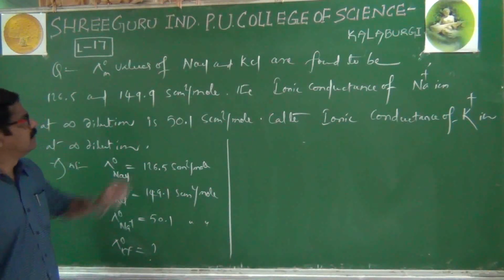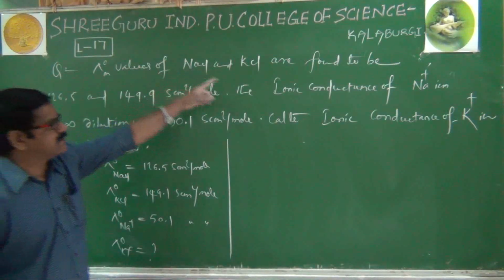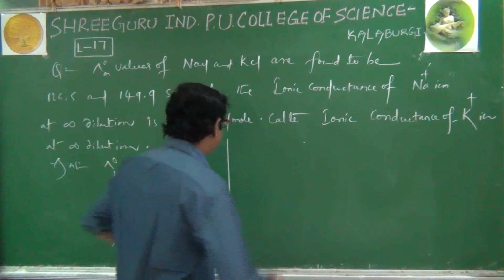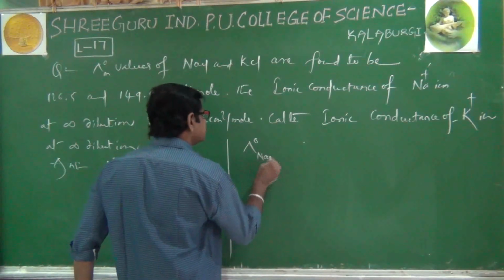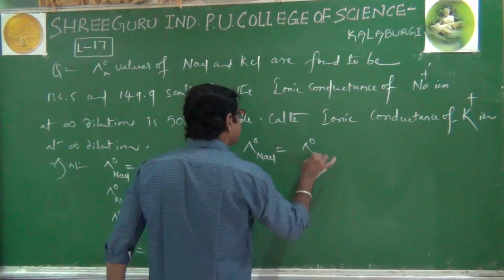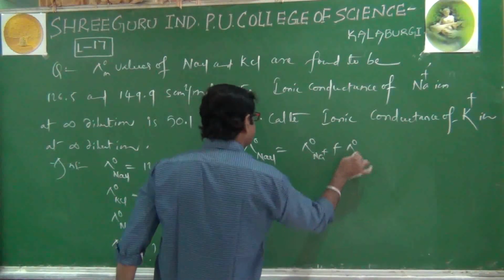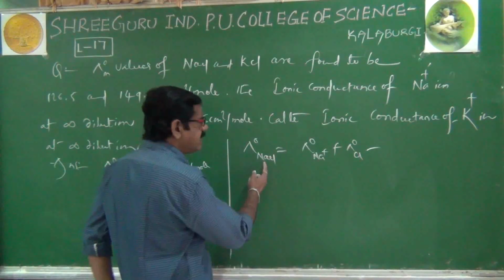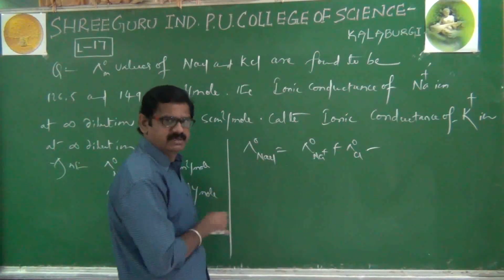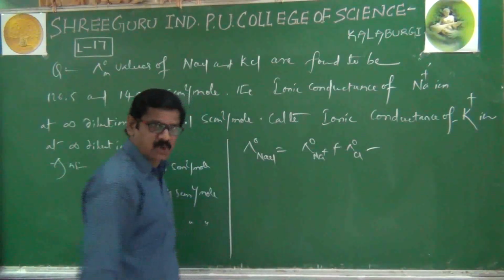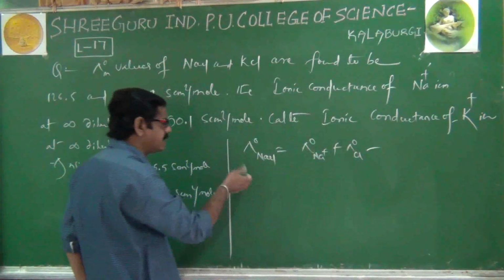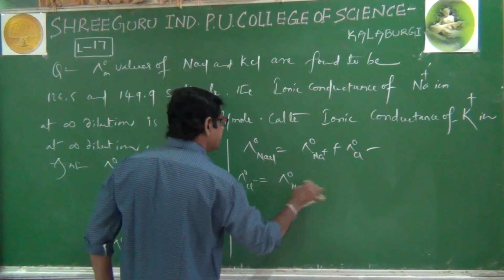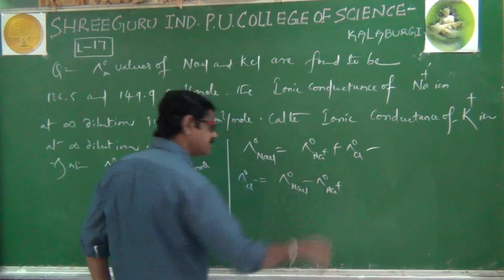First, what I am doing here: NaCl value is available as well as Na plus value is also available. Therefore, we will write like this: lambda naught NaCl is equal to lambda naught Na plus plus lambda naught Cl minus. Now here NaCl value is available as well as Na plus value is also available. Cl minus is not known. Therefore, we will bring lambda naught Cl minus to the LHS, equal to lambda naught NaCl minus lambda naught Na plus. That's it.